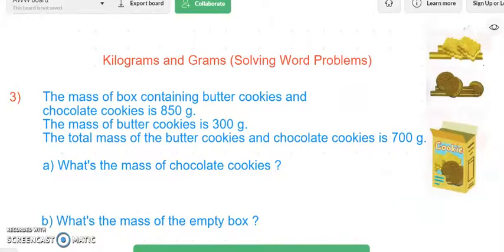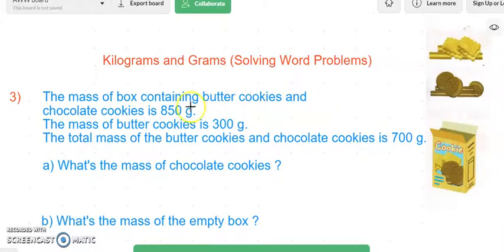The problem says the mass of box containing butter cookies and chocolate cookies is 850 grams. The mass of butter cookies is 300 grams. The total mass of the butter cookies and the chocolate cookies is 700 grams. The first question, what is the mass of chocolate cookies? Second is, what's the mass of empty box? As you see here, we have the box, we have the chocolate cookies and the butter cookies.